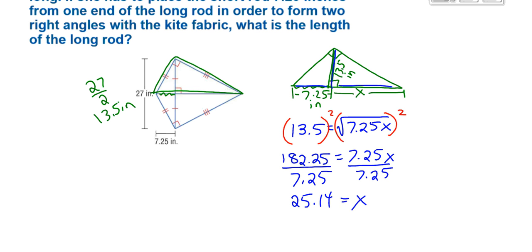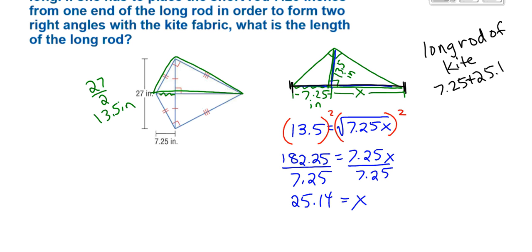And so then really we were asked for this long rod, which is that distance along there. So the long rod of the kite is 7.25 plus 25.14, and so that is 32.39 inches.